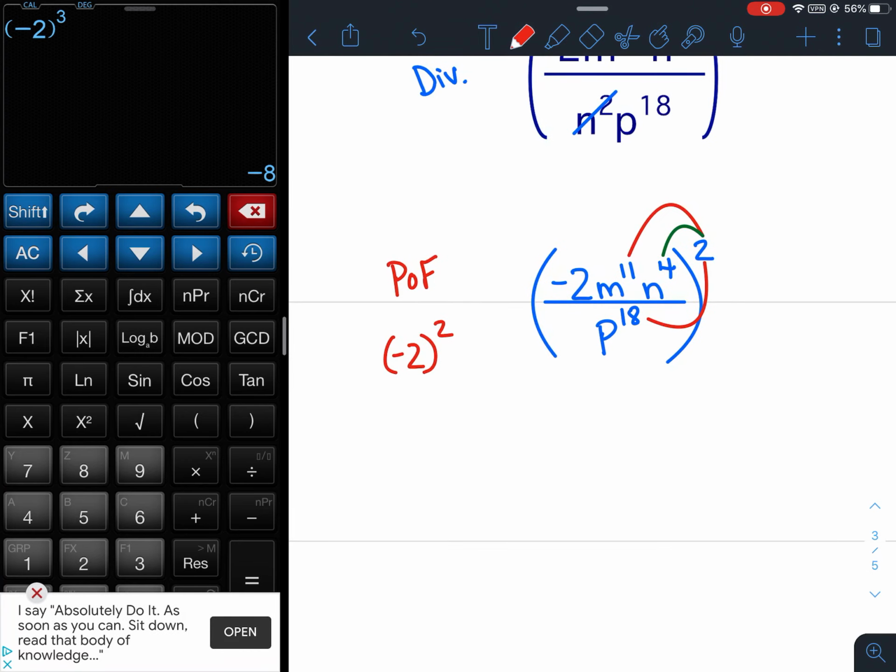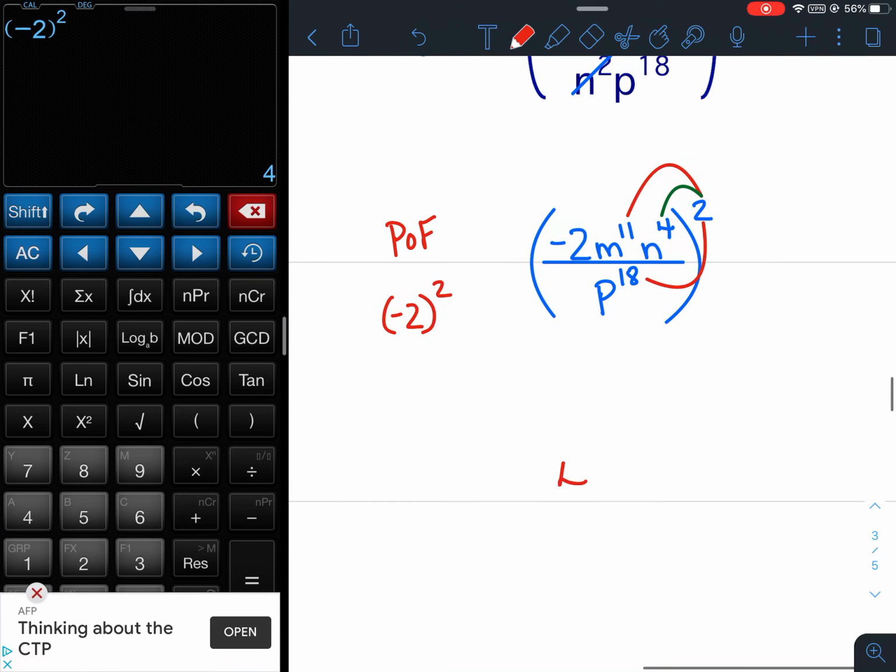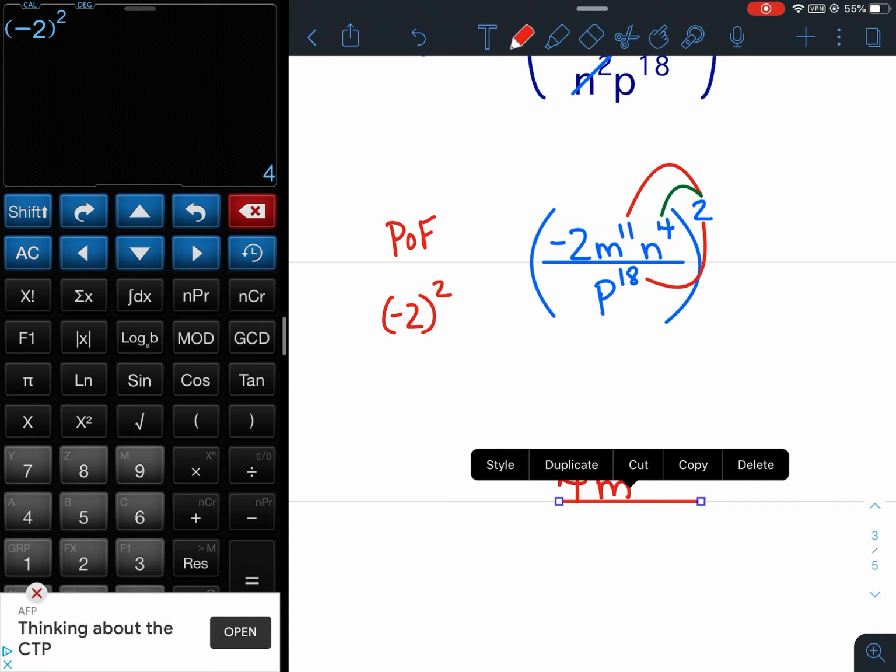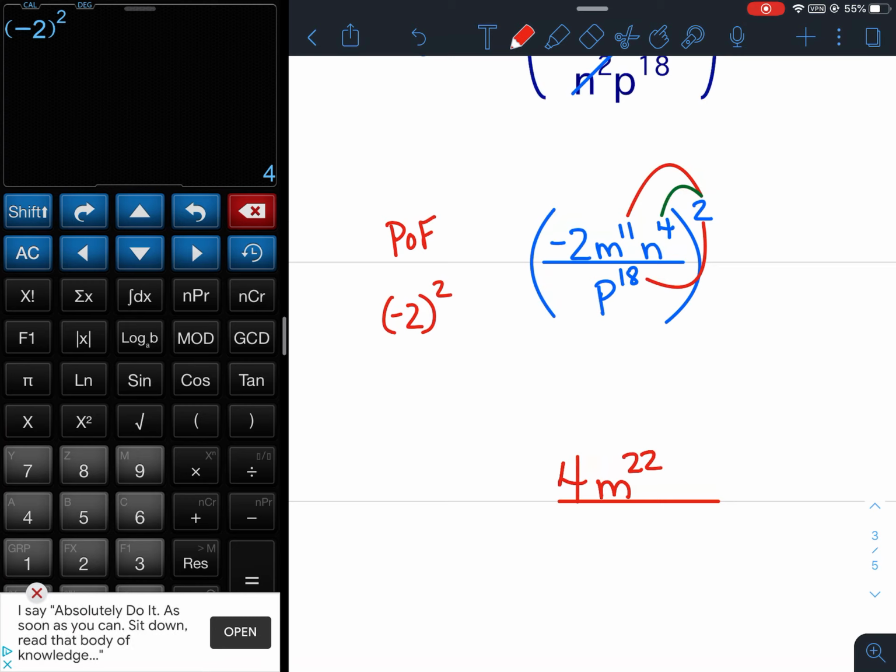So I'm going to start with that negative 2 squared. Put the negative 2 in parentheses. Very important that you do so, because that is an even exponent, which means it's going to be a positive 4. 11 times 2 would give me m to the 22nd. 2 times 4 would give me n to the 8th. And then on the bottom, 2 times the 18 would give me p to the 36th.